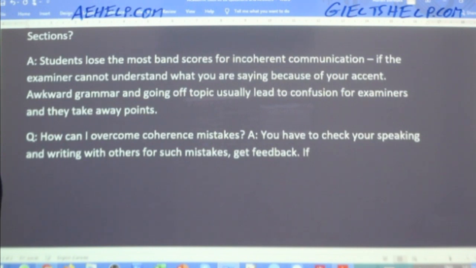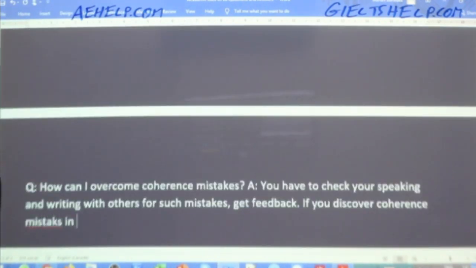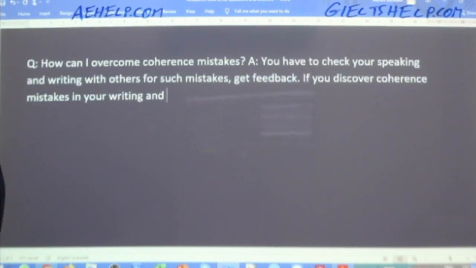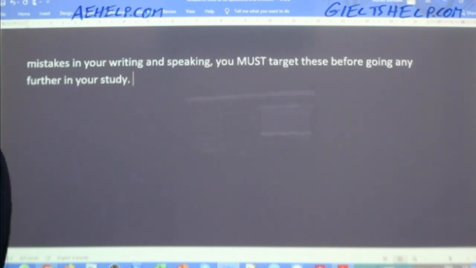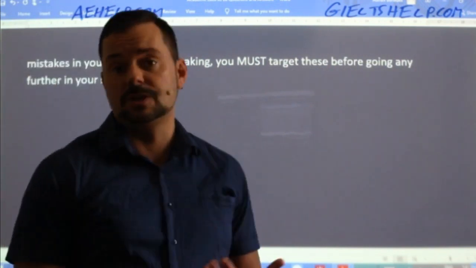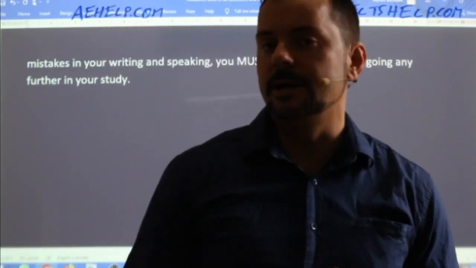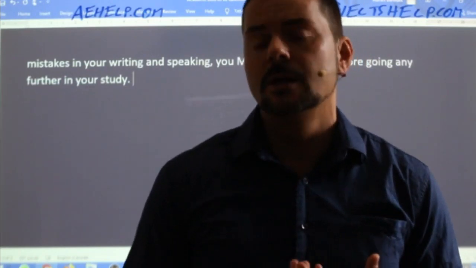If you discover coherence mistakes in your writing and speaking, you must target these before going any further in your study. Okay, so don't just ignore your coherence mistake. Don't just think, oh, okay, next time I won't make that mistake. No problem. You have to identify, why did I make this coherence mistake? What is it in my speech? What is it in my writing that's confusing my listener?